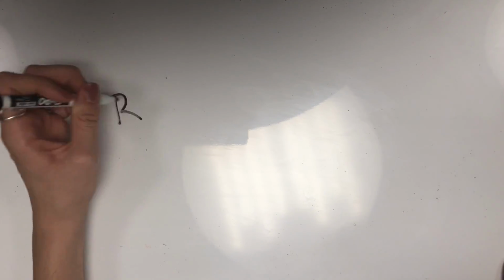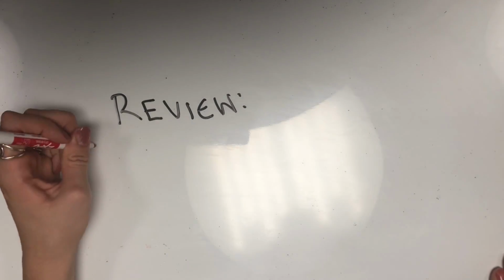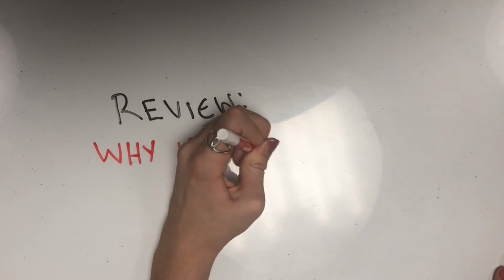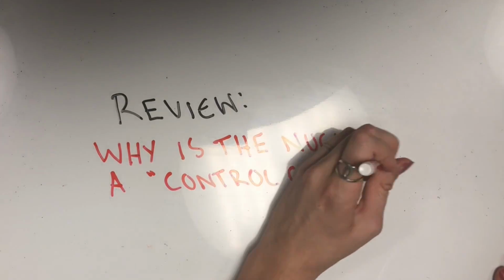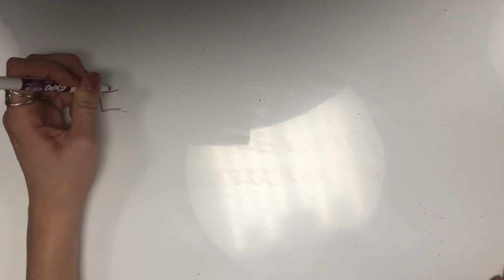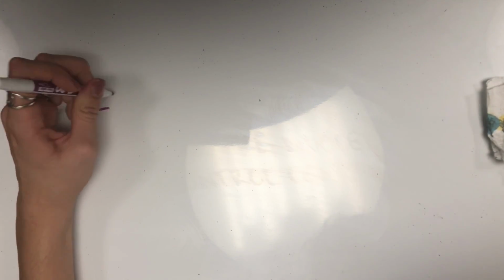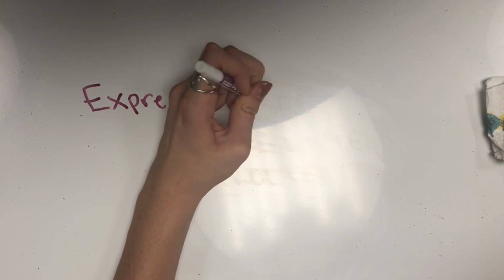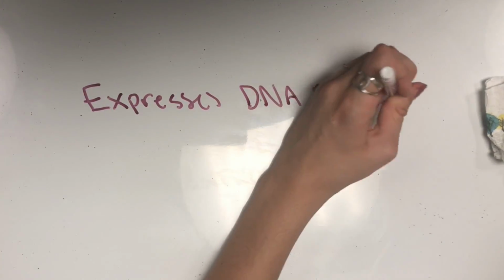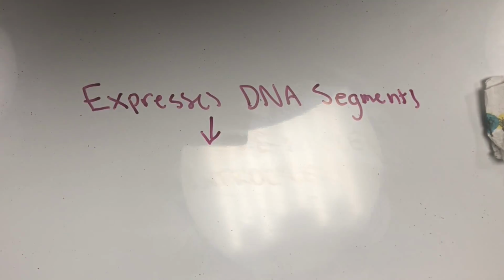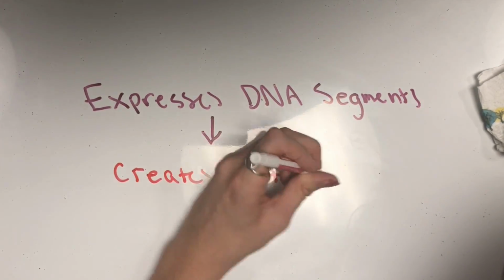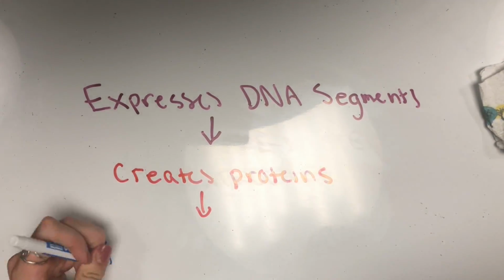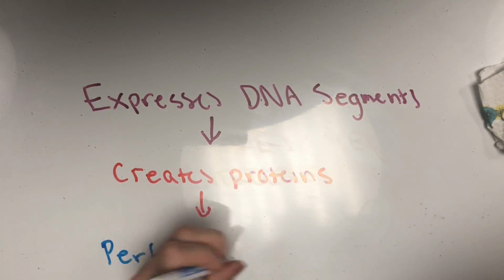So now that we've learned a little something about ribosomes and nuclei, let's review. Why is the nucleus a control center? Why is it so important? Well, the nucleus is responsible for expressing DNA segments, for transcribing and translating them, and that creates proteins. And proteins are very important to the cell because they do most of our cellular activities.